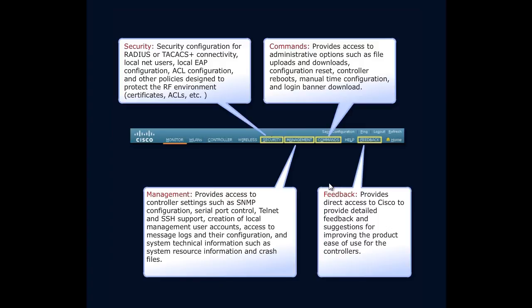Local EAP configuration, if you're running EAP on your wireless LAN controller, this is where you do it. ACL configurations and any other policies to protect the RF environment, certificates, ACLs, anything like that.